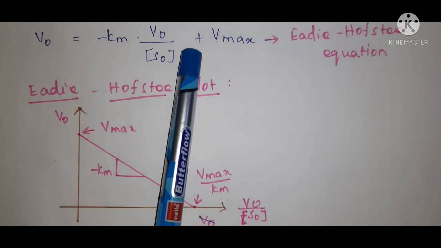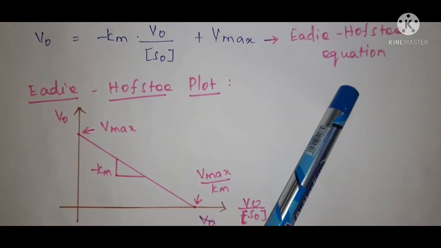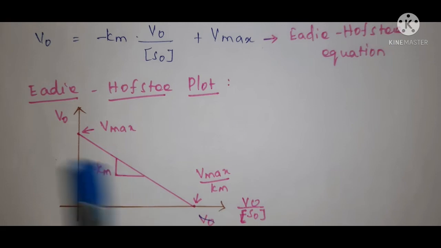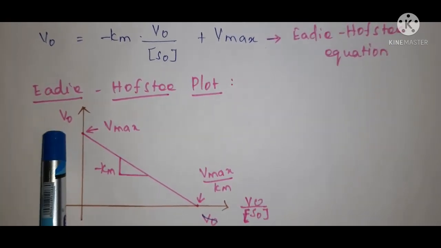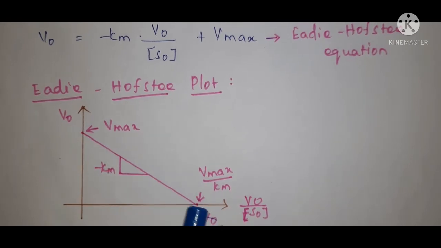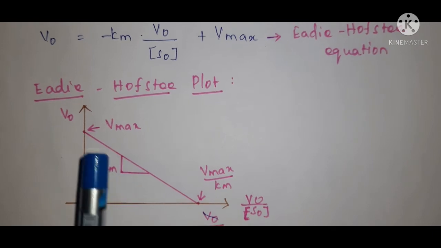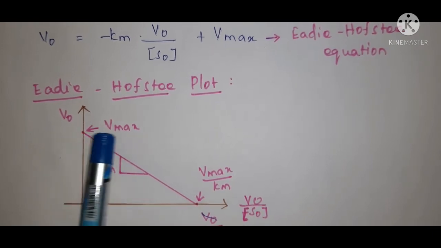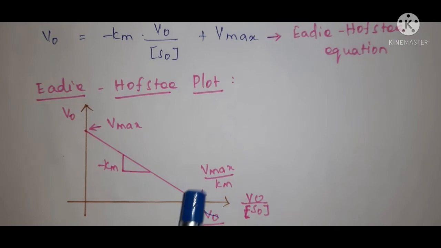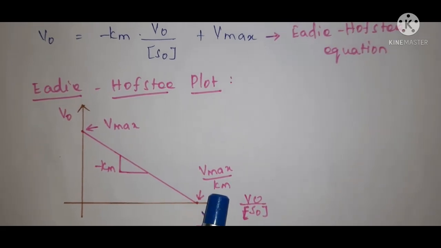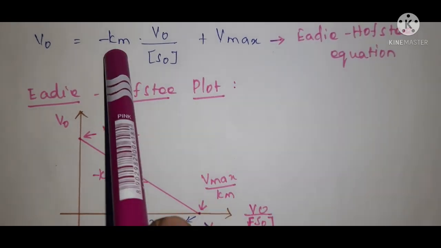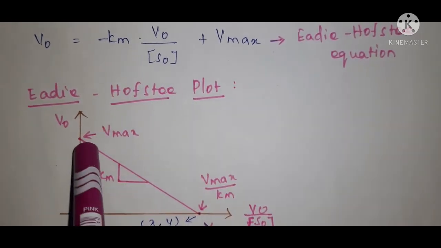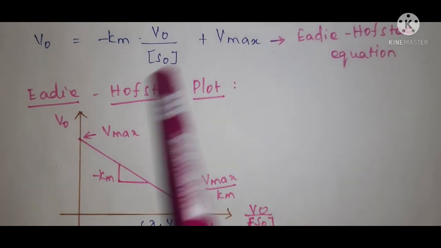The graphical representation of this Eadie-Hofstee equation is known as the Eadie-Hofstee plot. If you plot the values of V naught divided by S naught against V naught, you will get a straight line. Here it is the negative slope, that is minus Km, the intercept on the y-axis is V max, and the intercept on the x-axis is V max divided by Km. From this equation, you can find the slope minus Km and the intercept on the y-axis V max.